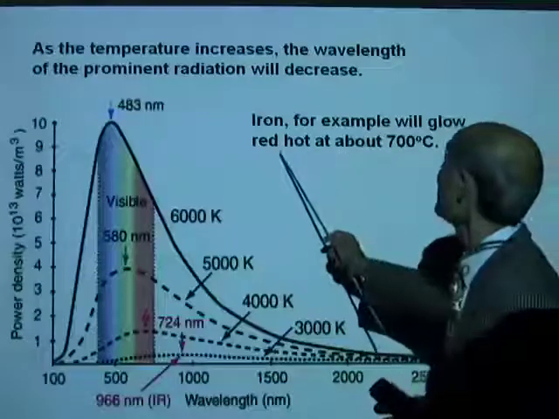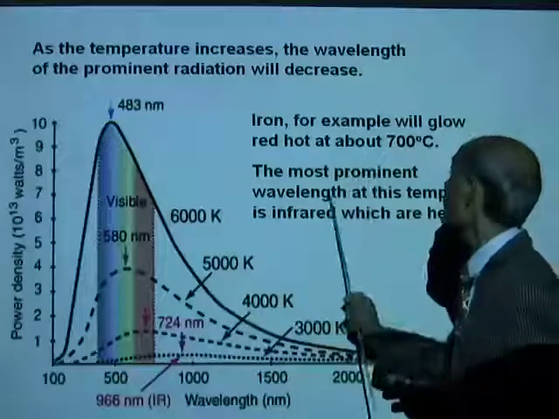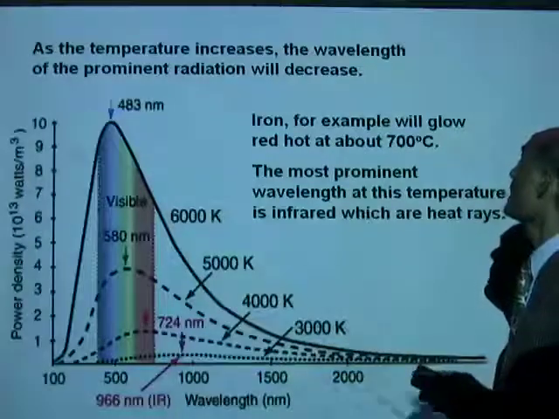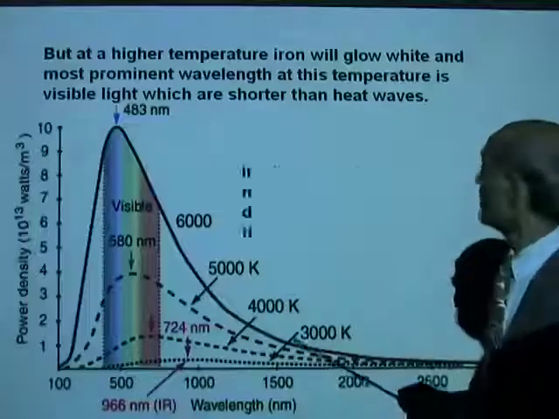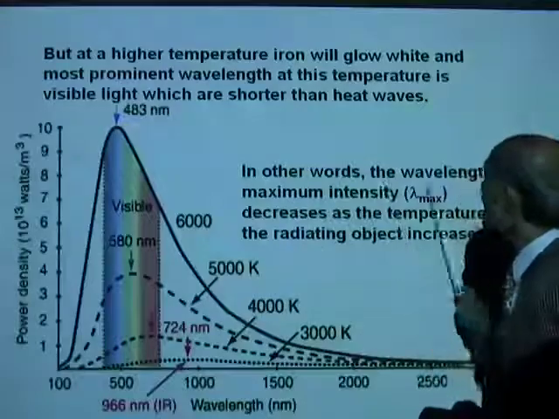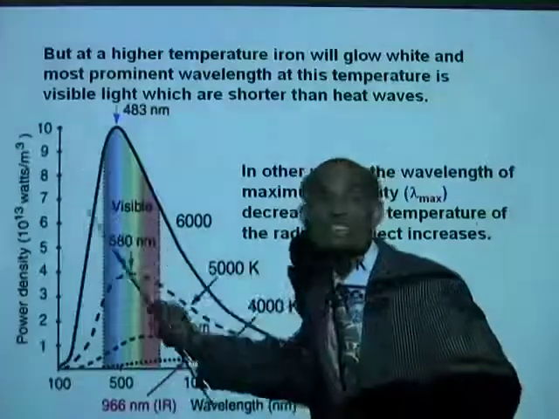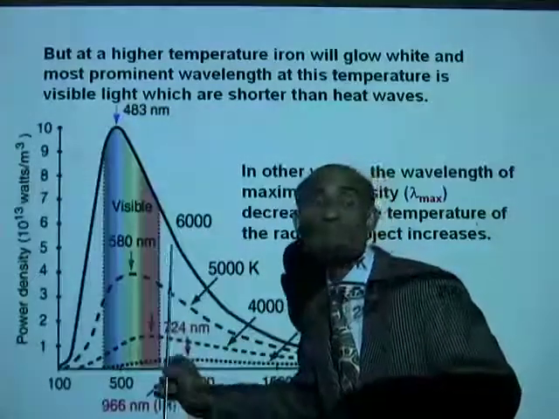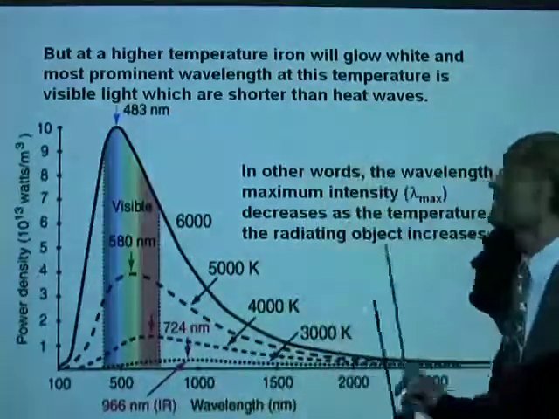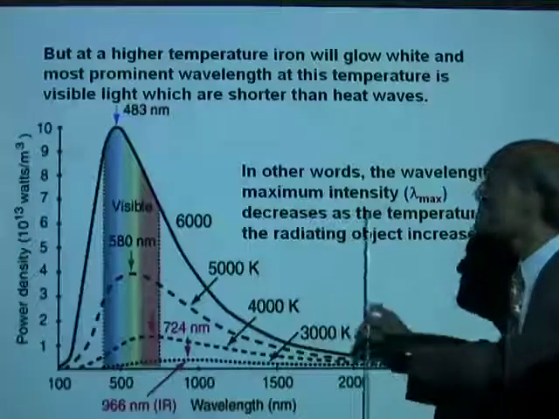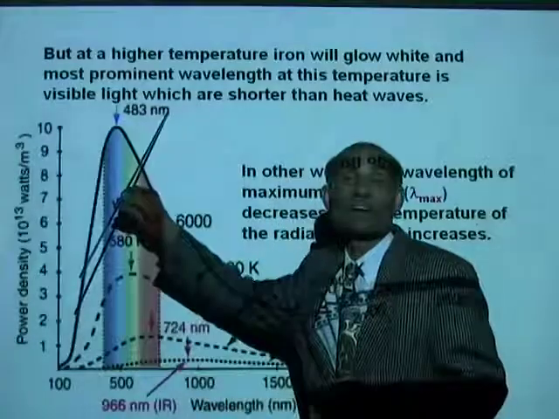Iron, for example, will glow red about 700 degrees Celsius. The most prominent wavelength at this temperature is infrared, which are heat rays. Well, in other words, the wavelength of the maximum intensity, you can see the y-axis is the intensity. Now, what is the wavelength that has the maximum intensity at a particular temperature? The wavelength of maximum intensity will shift to the left, will decrease as the temperature increases.